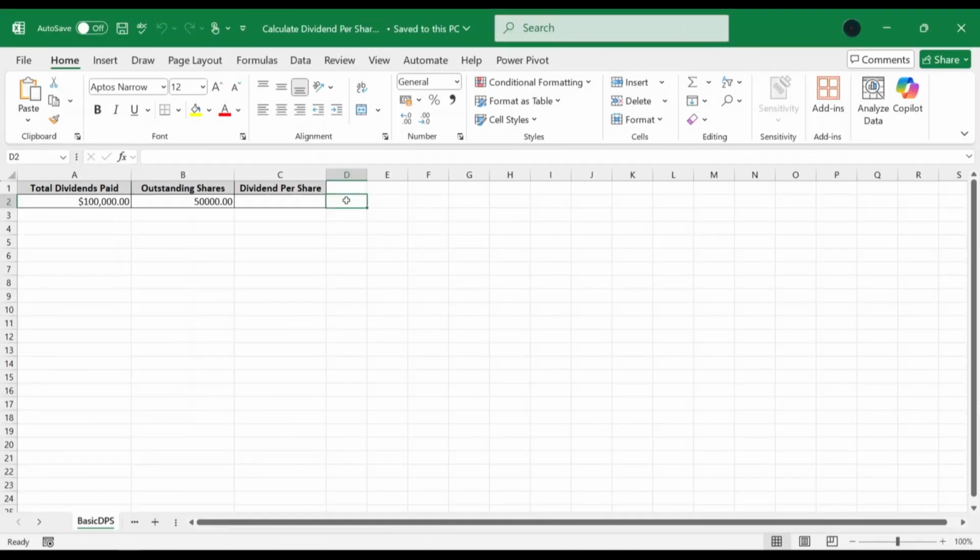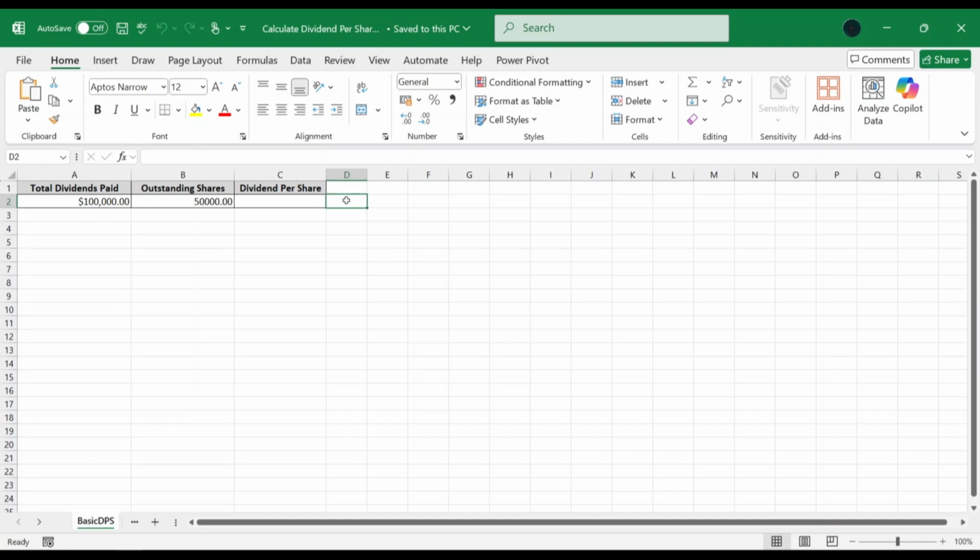Dividend per share, or DPS, is the amount of money a company pays out to its shareholders for each share they own. In this tutorial, we will work with different financial scenarios to find how much dividend each share gets. Our goal is to calculate the DPS using various financial data.